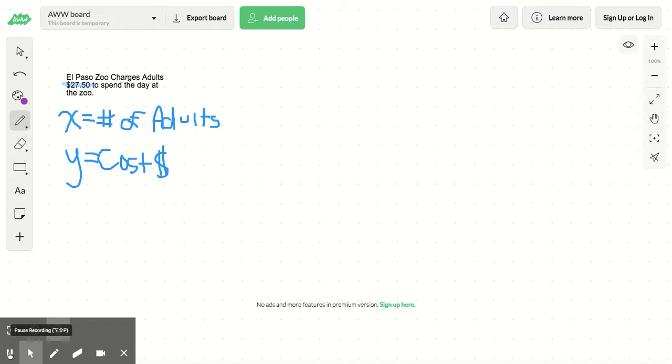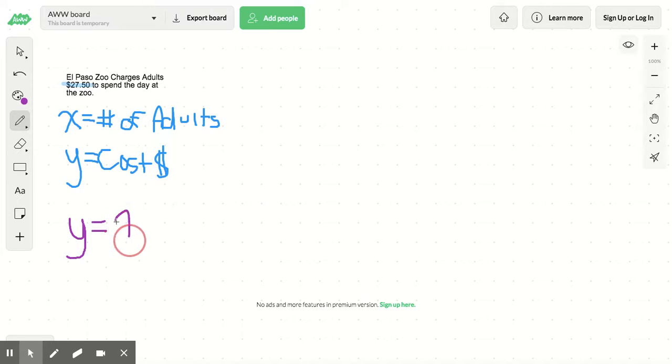Okay, so we are going to create our equation using these variables. So we know that y is going to give me my total cost. Well, how am I going to find out my total cost? Well, I'm going to take the number of adults, which is x, and multiply it by how much the zoo charges. So $27.50 times x.